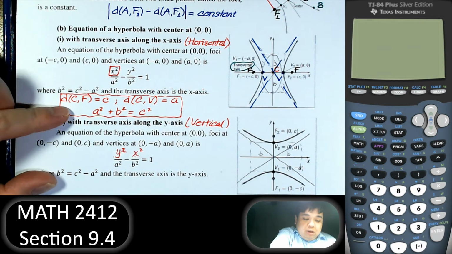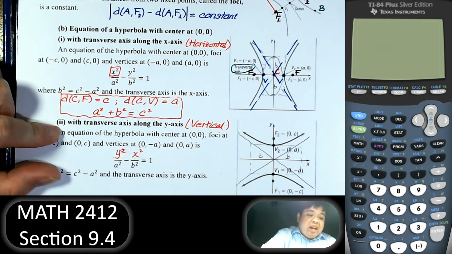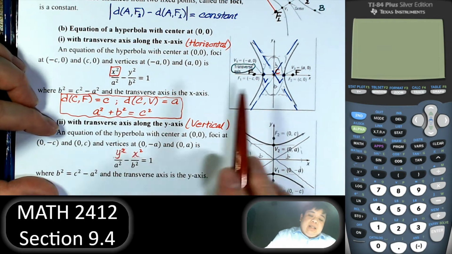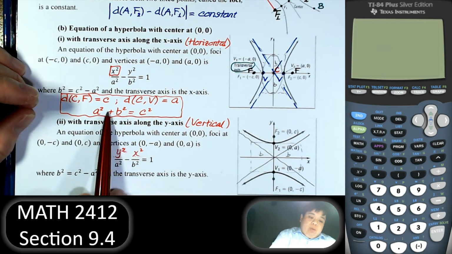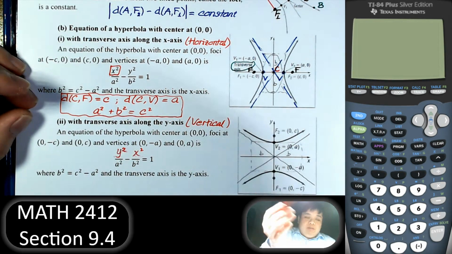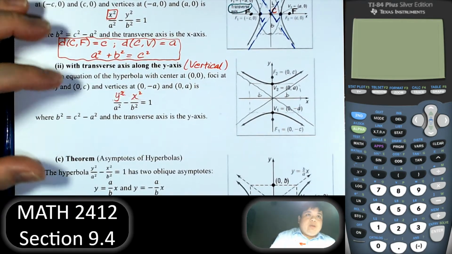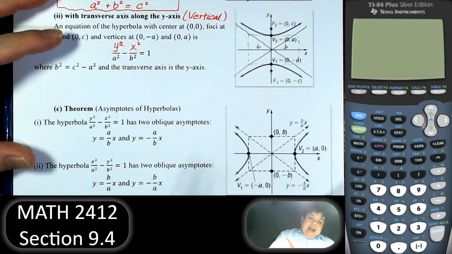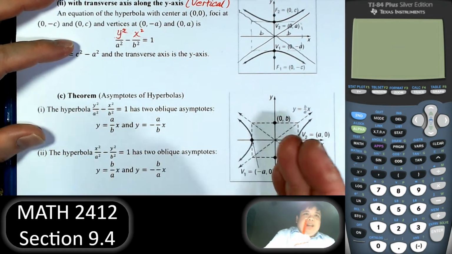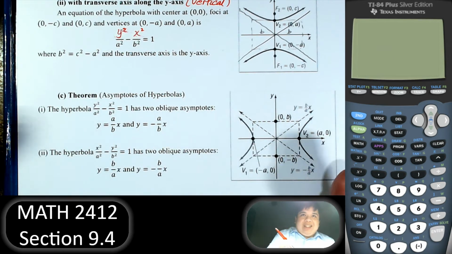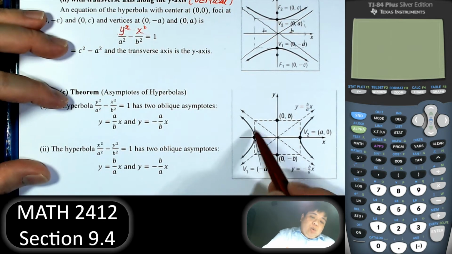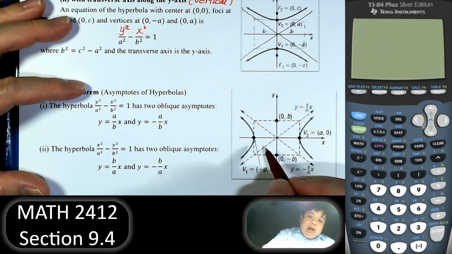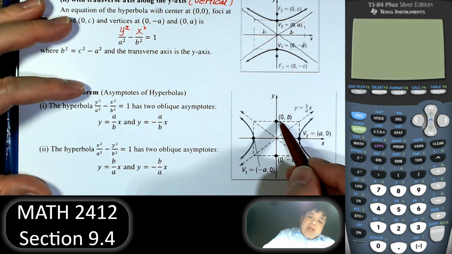Still the same. C is the distance from the focus to the center, and A is the distance from the center to the vertex. And in this case, C is bigger than A. We can find B to draw the box and the hyperbola. And then the equation, like I said, it would be best if you don't have to memorize any formulas. Once we have the box, it is easy to say rise over run. So this is up B units and A units to the right.